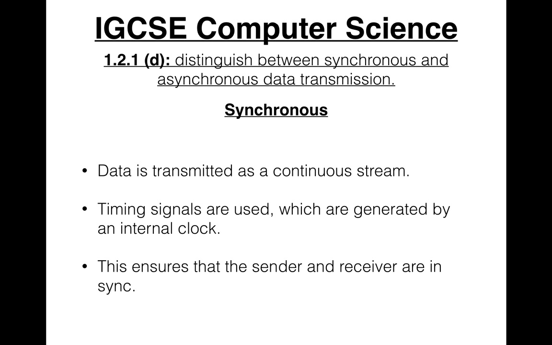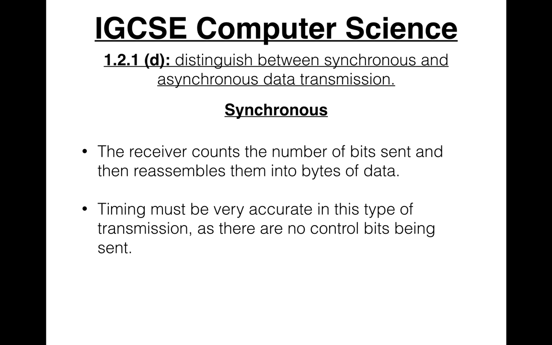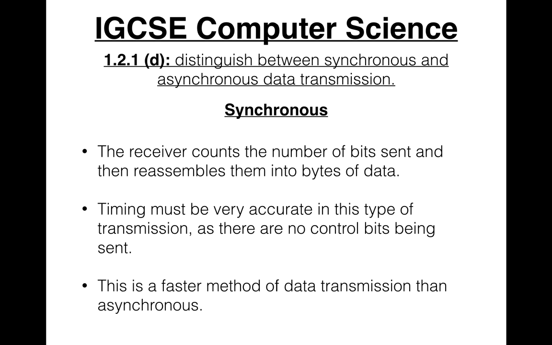So this is basically all about data being transmitted, but with the timing also tying in, like the timing of the bits being sent. And the receiver will count the number of bits sent and then reassemble them into bytes of data. And again, timing has to be quite accurate in this type of transmission because there are no control bits being sent. But this is a faster method of data transmission than asynchronous. So there's always a good side.